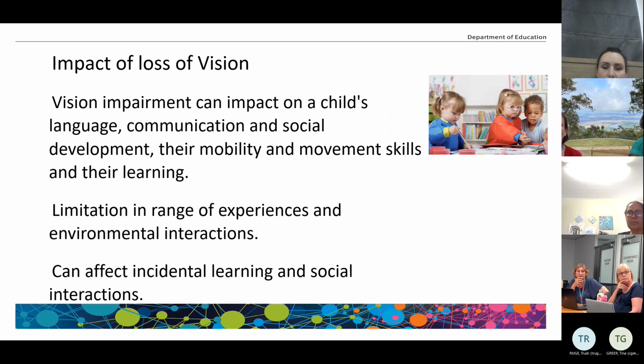Impacts of loss of vision. Vision impairment can impact on a child's language, communication and social development, their mobility and movement skills and their learning, which we've said before. There is a limitation in range of experiences and environmental interactions. If they can't see what's there, they're limited in what they're getting from the environment. It can affect incidental learning and social interactions. If they can't see where their friends are out in the playground, they can't navigate themselves to their friends because they can't see. So their social interactions are impacted.